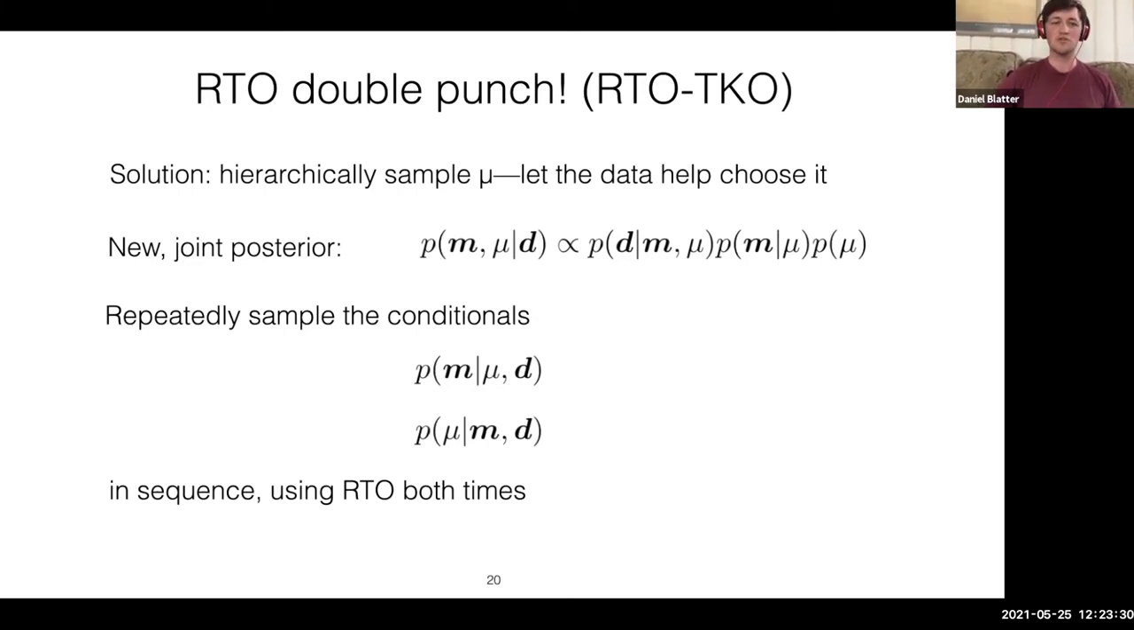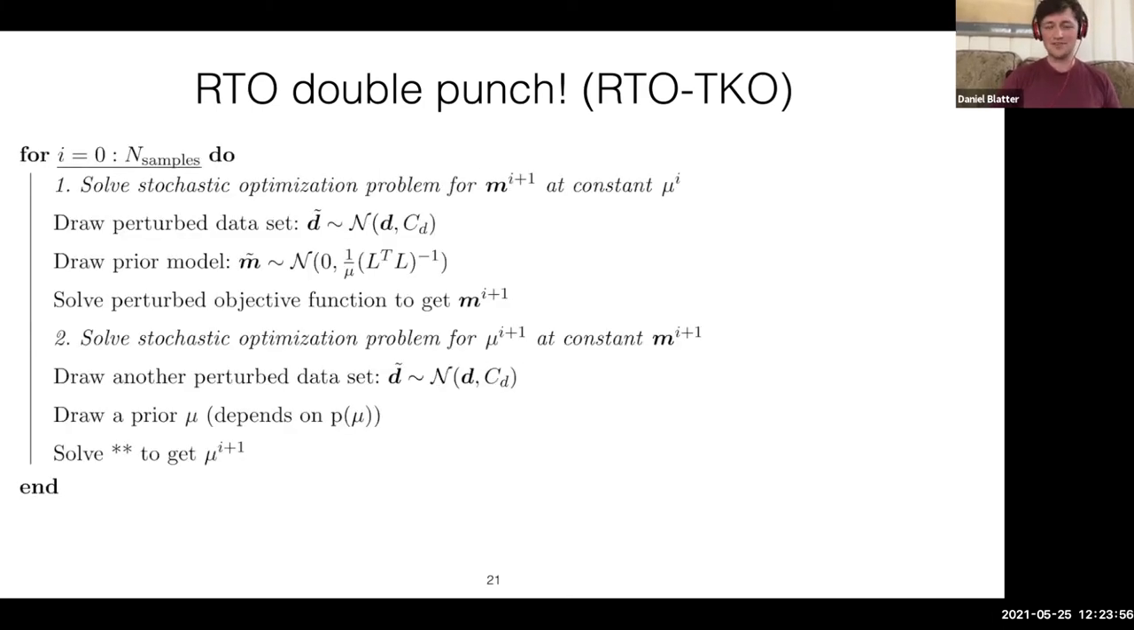But essentially what we're doing is we are repeatedly sampling the conditionals P of M given mu and D and P of mu given M and D in sequence using RTO both times over and over again. So for constant mu, we solve for M. And then at constant M, using the previous M, we solve for mu. And then using that mu, holding it constant, we solve for M and so on and so forth. This is called Gibbs sampling. And here's the algorithm. Here's RTO TKO.